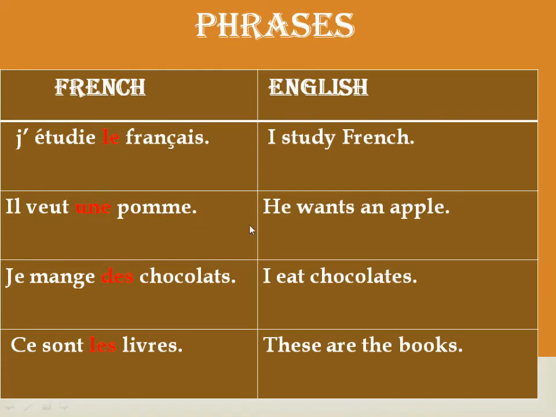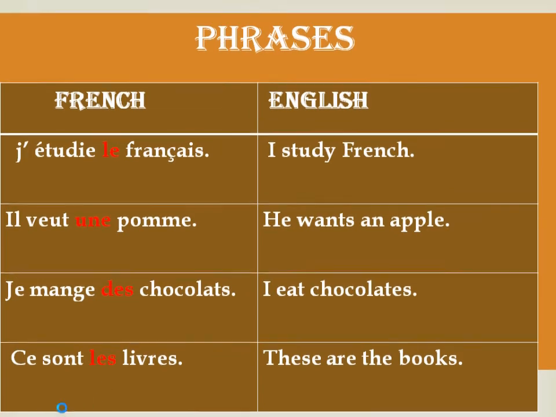Il veut une pomme. He wants an apple. Here also, pomme is feminine, that's why we have used une. Je mange des chocolats. I eat chocolates. Here also, chocolat is plural as s is added, so we have used the indefinite article des, which is used for plural. Ce sont les livres. These are the books. So here also, livre is plural as s is added here. So we have used the definite article for plural, both masculine and feminine.